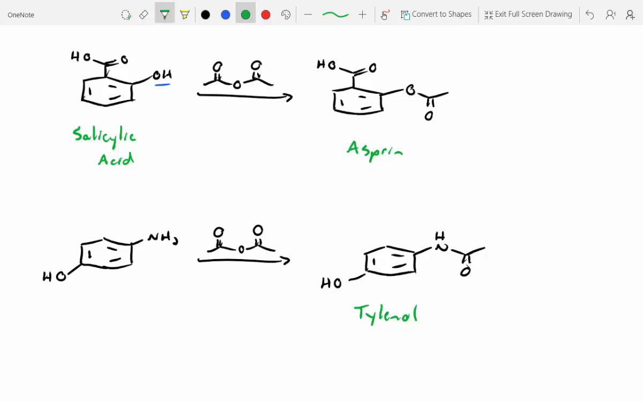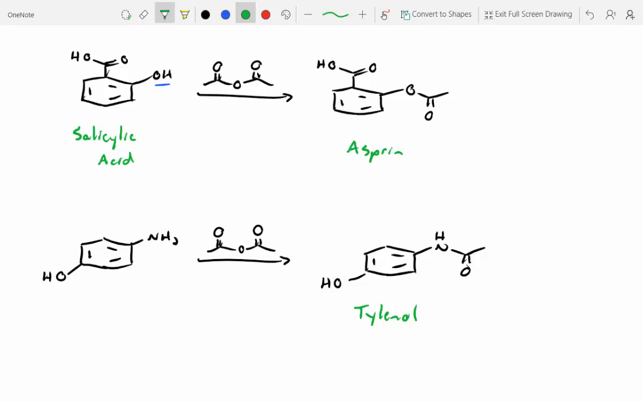So you can use acid chlorides if you wanted, right? So you could use acetyl chloride for each of these reactions. However, this is a much more gentle way to acylate the nitrogen or oxygen positions on either of these. And in fact, if you try to use acid chloride for the Tylenol example, you might actually acylate both positions instead of just the nitrogen position. So this is typically the preferred route for acylations.